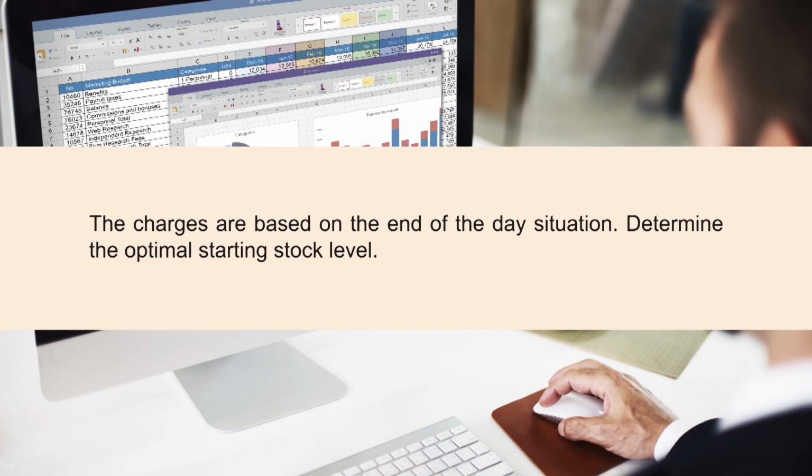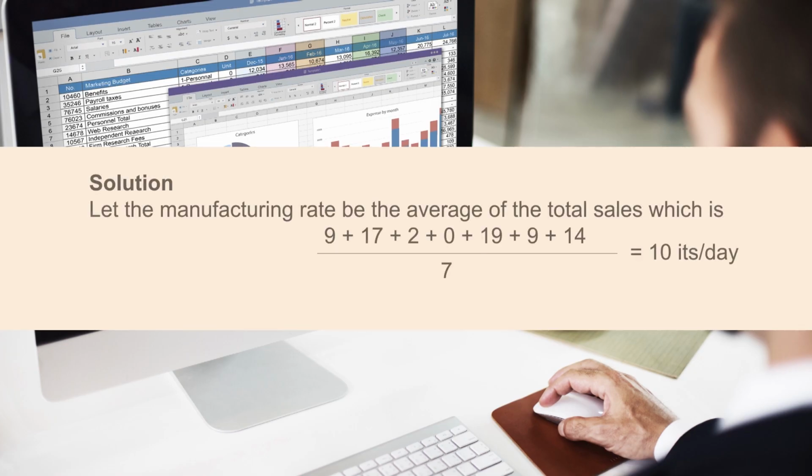Determine the optimum starting stock level. Let the manufacturing rate be the average of the total sales, which is 9 plus 17 plus 2 plus 0 plus 9 plus 9 plus 14 throughout the week. A week has 7 days, so we have to divide it by 7. So we have 10 units per day.